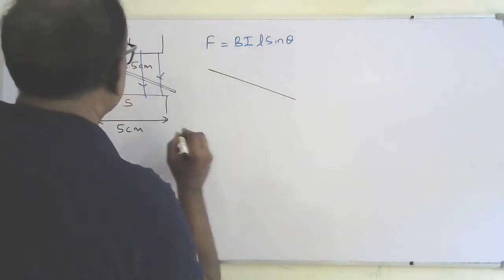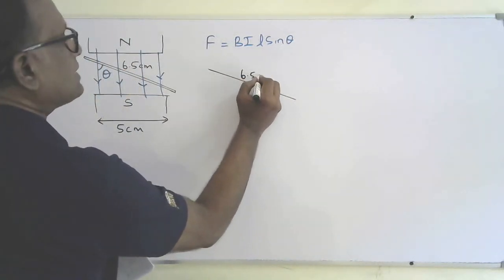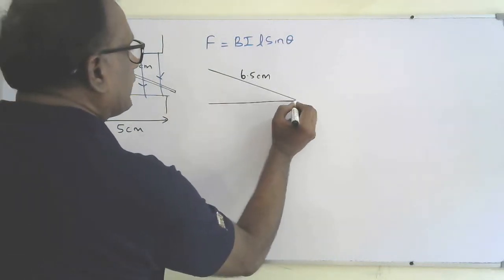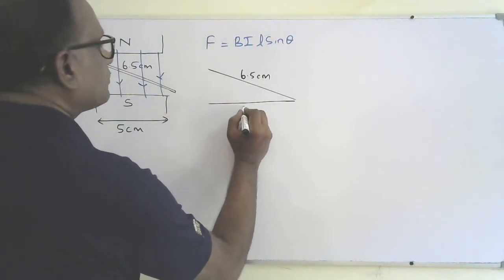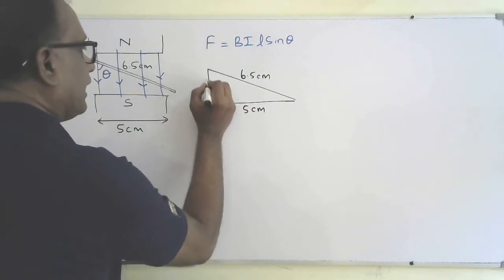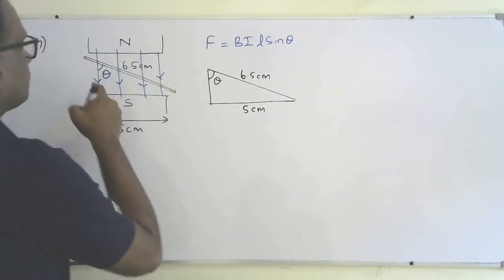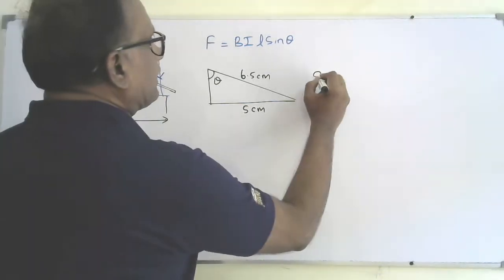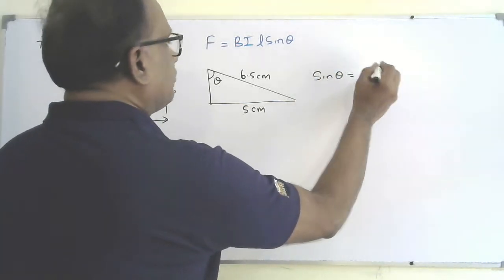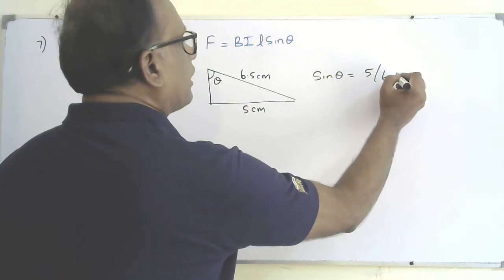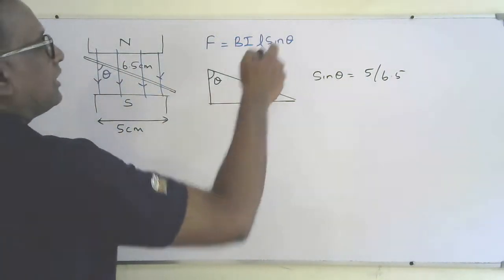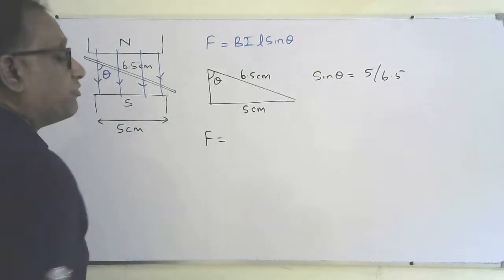This is the length of the rod, 6.5 centimeter. And this length we know that is 5 centimeter. I need to find this angle theta, the angle between the magnetic field and the current. So sine theta equals 5 over 6.5. That is the sine theta. So we need to find F equals BIL sine theta. The question is the force acting on it.